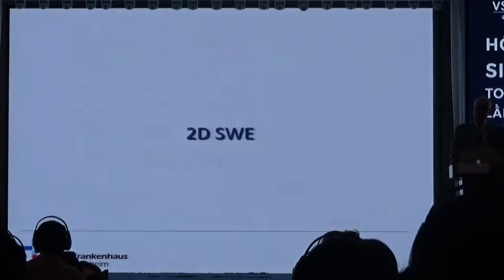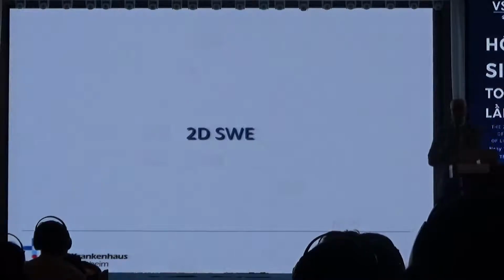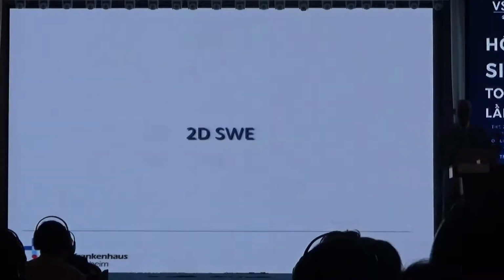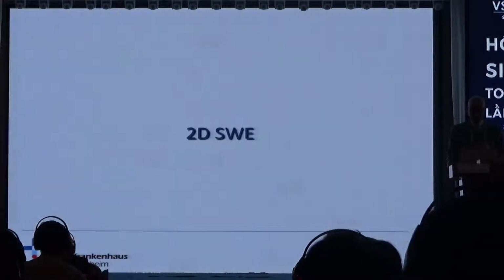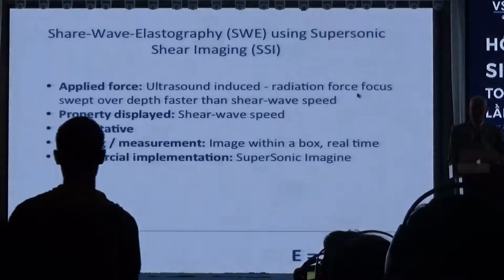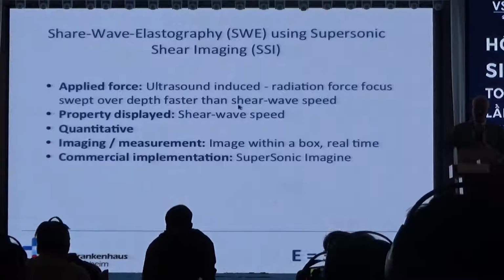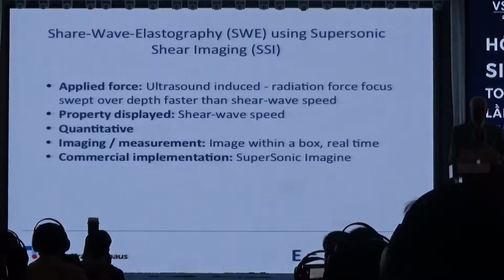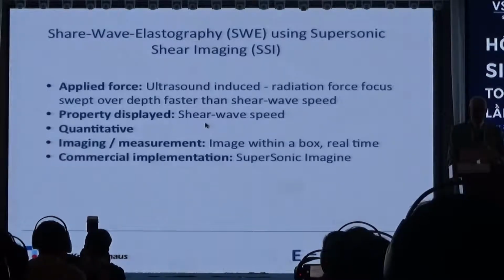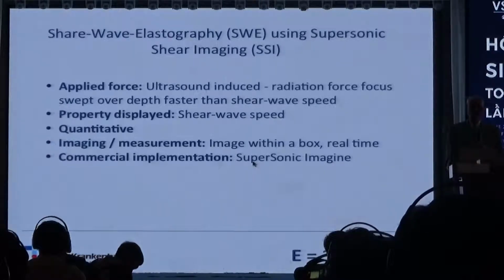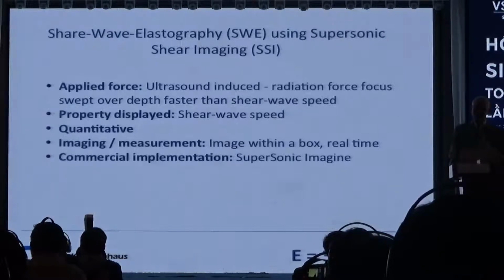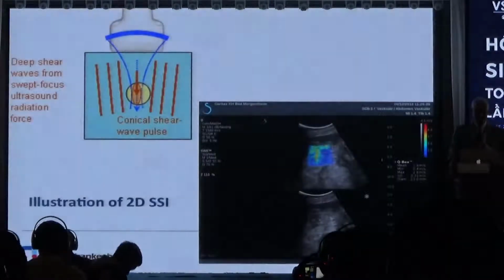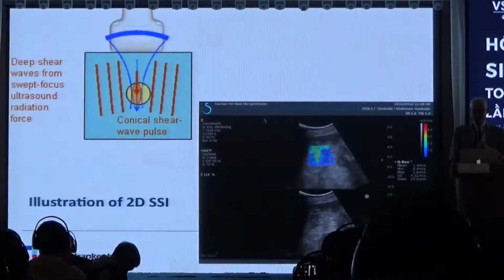The French manufacturer Supersonic had very fast computers. They were thinking not to use only a point, but they reflected, why not take a 2D area, or a 3D volume, for calculating liver tissue. And the applied force is also a radiation force focus, which is pretty fast because you have to cover a larger area. And they display the shear wave speed. It's quantitative and it is implemented not only in Supersonic, also in Siemens technology and in others as well. Here you can see an example of that 2D.